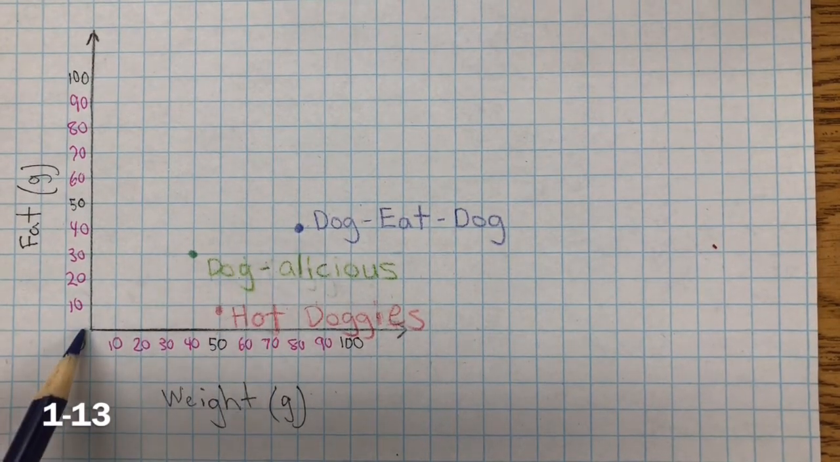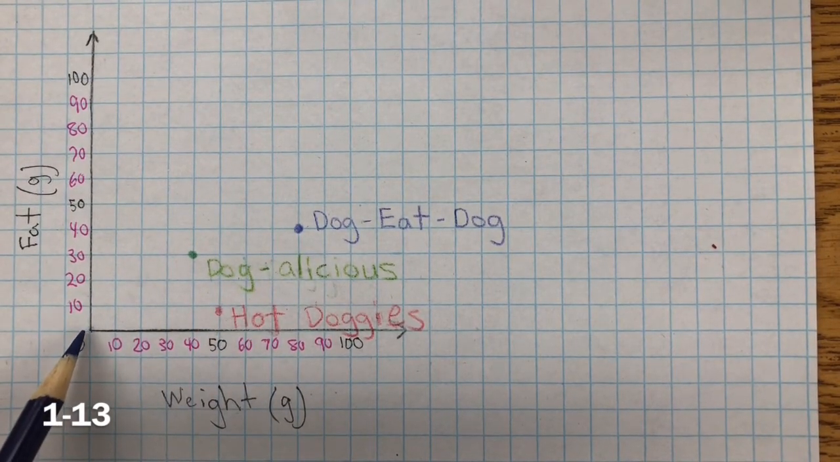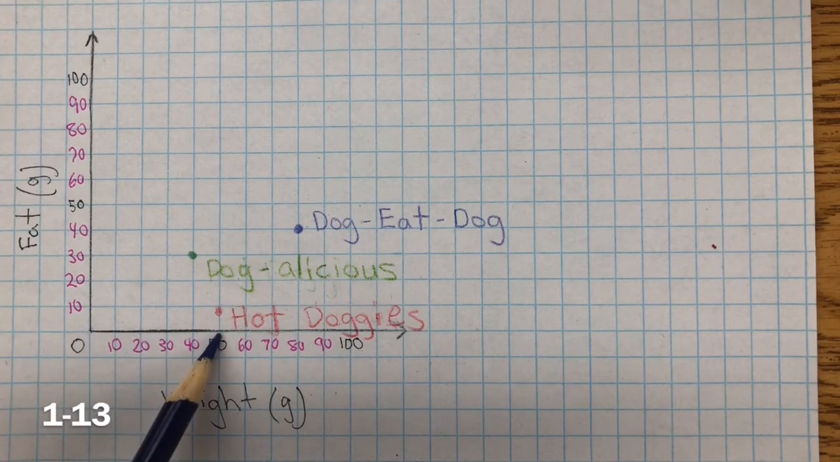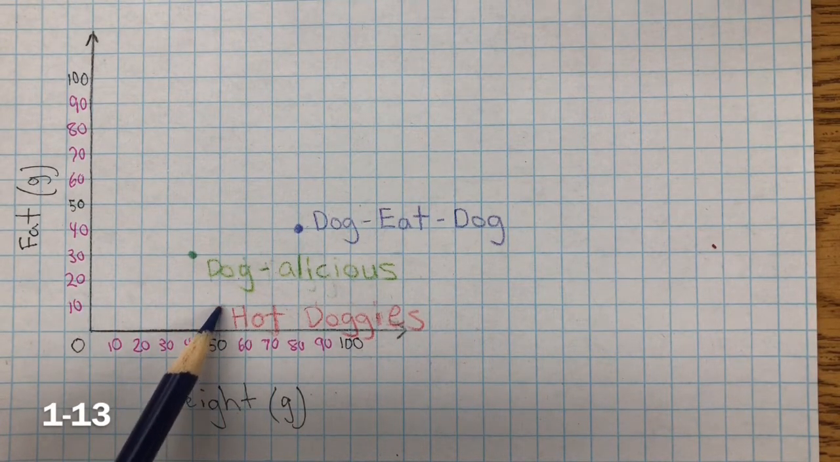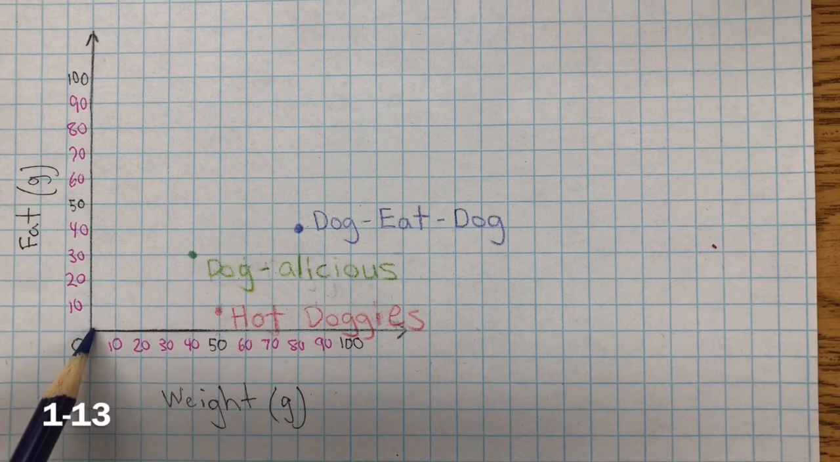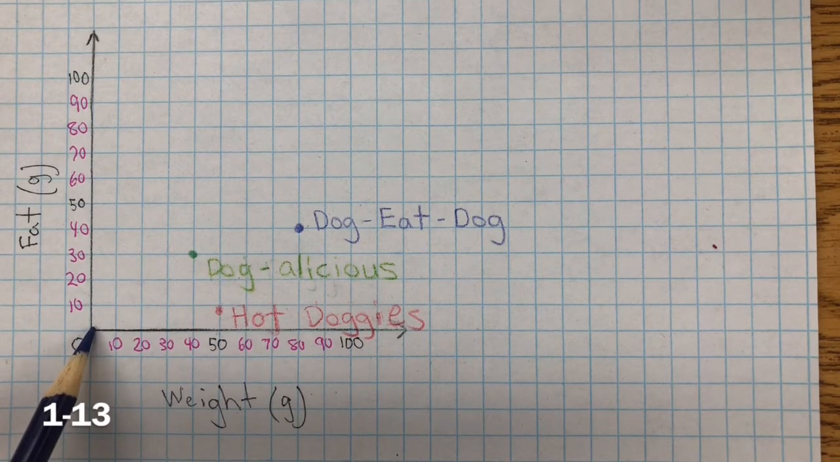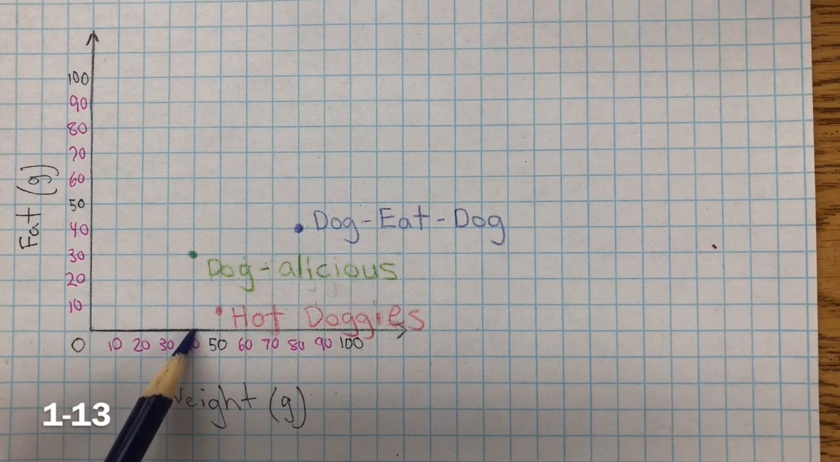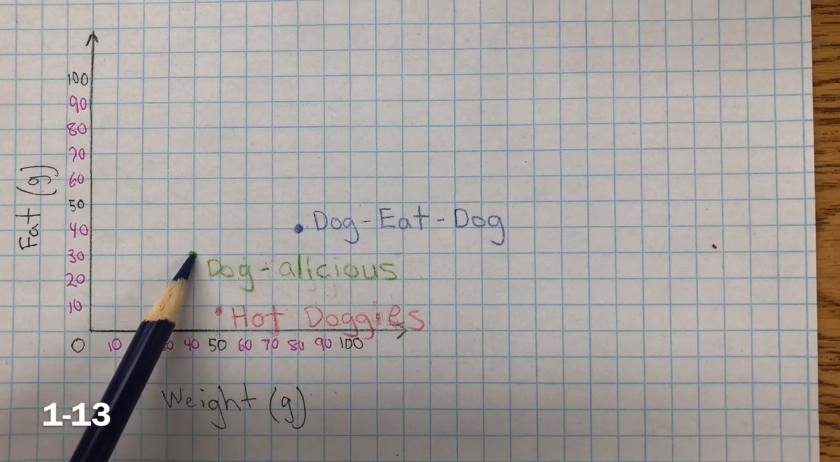B, Hot Doggies, has a diet hot dog that weighs 50 grams and has only 9 grams of fat. So here's 10, so this is approximately 9 grams of fat. C, Dogalicious has a cheap hot dog that weighs 40 grams and has 30 grams of fat.